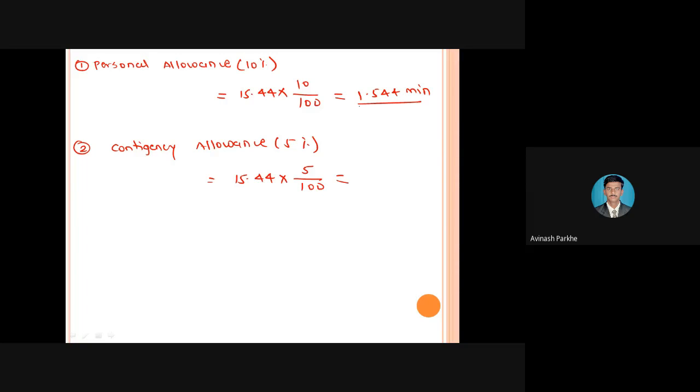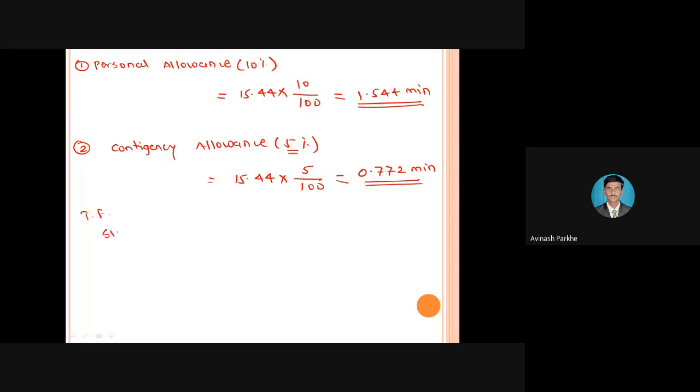1.544 minutes. Similarly, 5% contingency allowance is given. Then tell me contingency allowance also in minute. 0.772. Correct. 0.772 minute. So this is the personal allowance, 1.544, on total basic time, and 0.772 minutes is for the contingency allowance.